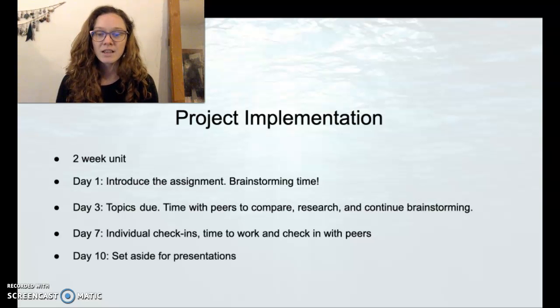And then finally, on the 10th day, that would be the end of the unit. I want to set that aside for presentations for students to talk about their projects. They might not be able to all do a river cleanup that day, but I want them to at least be able to show the class what their plans are for the river cleanup or pictures of how it went. Just have some time to really highlight each student's achievement. And this would be the major grade for this unit.